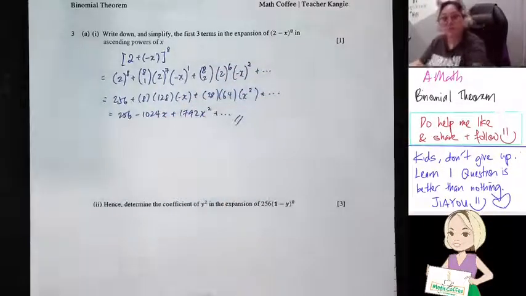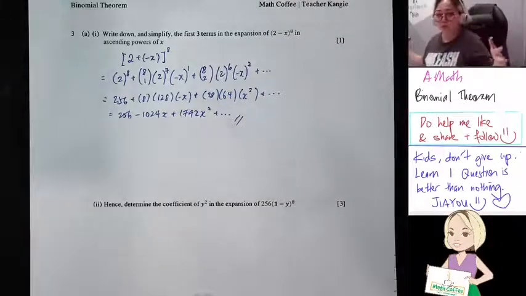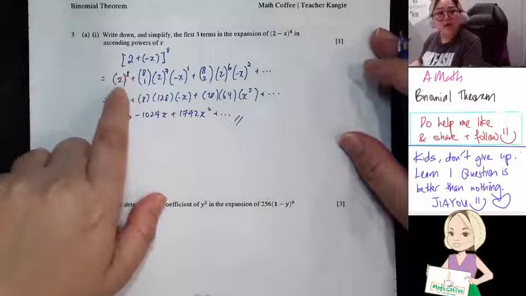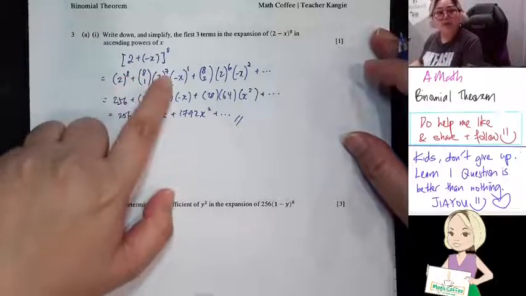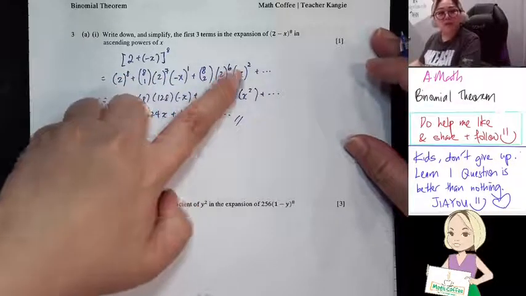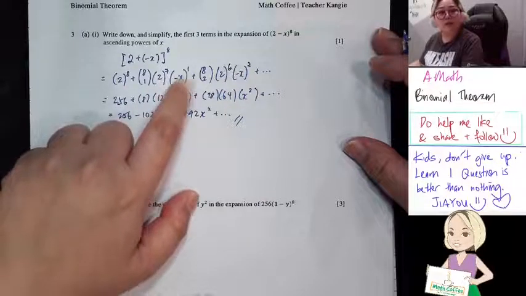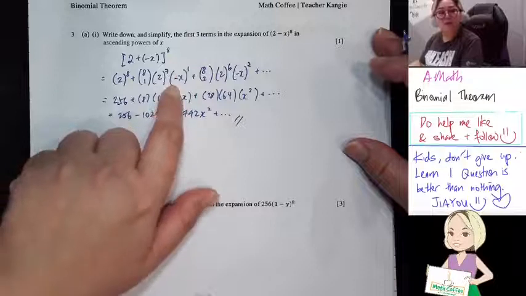Done. So this is how I remember the expansion. It always starts with the highest power, and then the a is reducing in power. You see 8, 7, 6. Then at the second term, the b comes in. The b comes in with the 1. Then after that, my b is increasing in power.